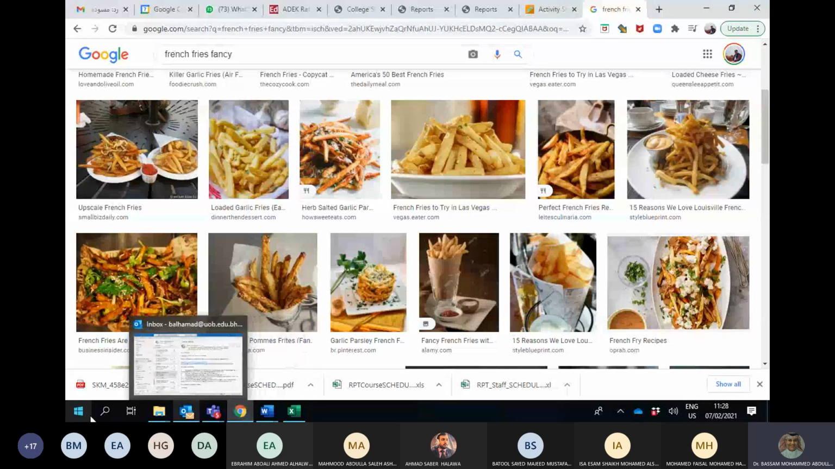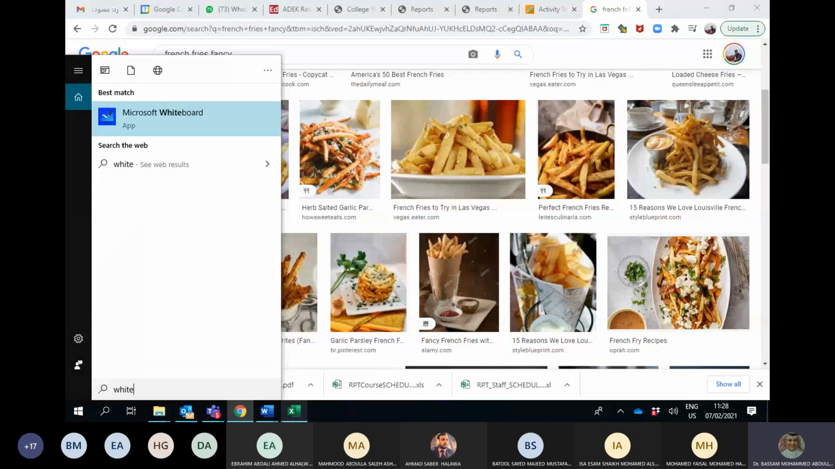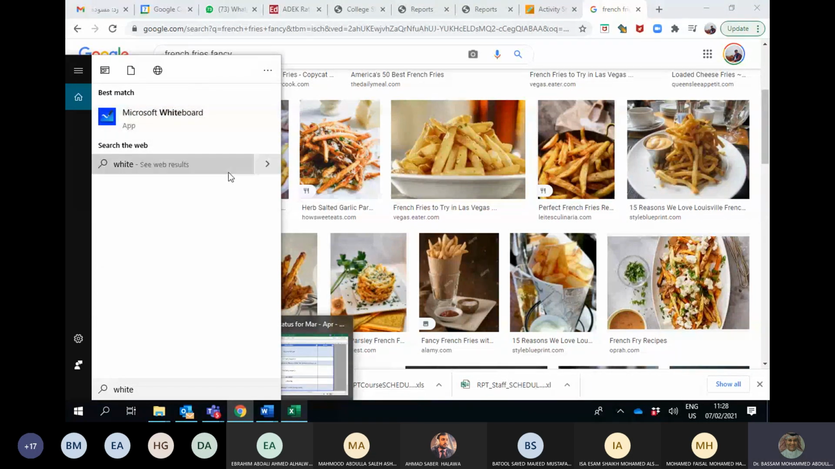Let me close this and open it again because it's not allowing me to change colors. Okay.